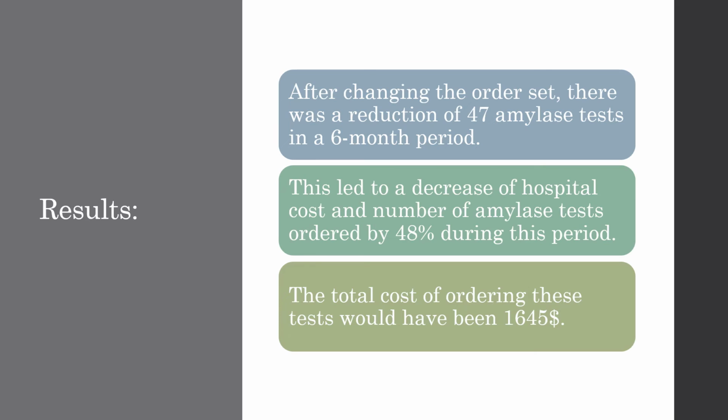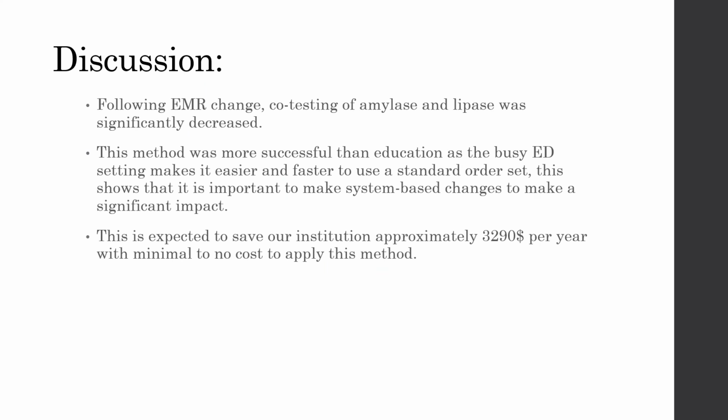So here we can see the results of our intervention. After changing the order set, there was a reduction of 47 amylase tests in a 6-month period. This led to a decrease of hospital cost and number of amylase tests ordered by 48% during that period. The cost of ordering these tests would have been $1,645.